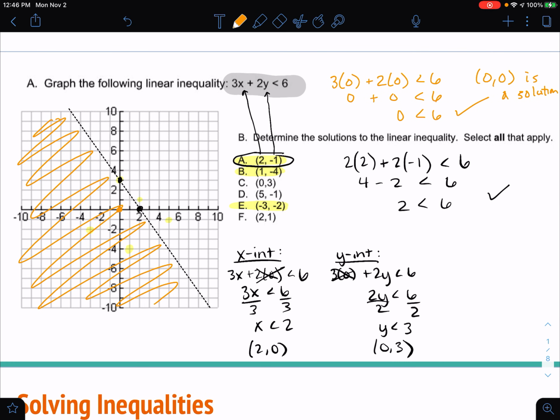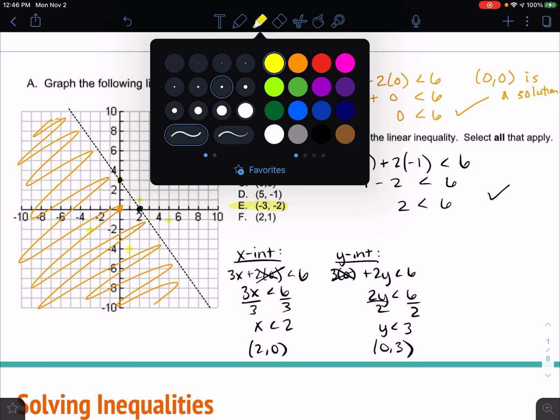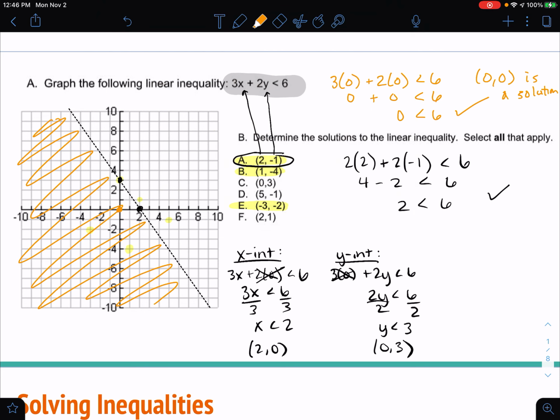So the first option is to plug in your points. Okay? If you don't like that way, then you can graph and determine. And if you don't like that way, there's one more way you can actually do it. 3x plus 2y is less than 6.